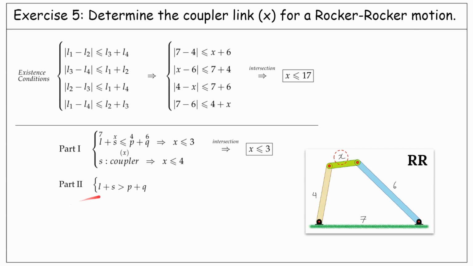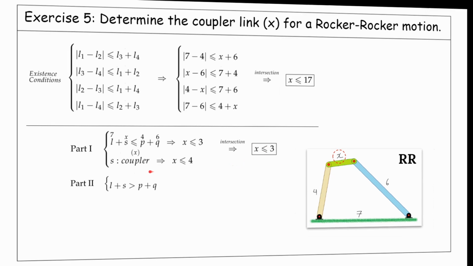The first part says the shortest link must be the coupler, which is our X, so it should be 4 unit lengths or less. For the Grashof's condition, the good news is the only possibility for x is to be the shortest. So we need to check only one case, which yields x less than 3. And something less than 3 is definitely also less than 4. Let's skip the results of the first part and go for the second part.